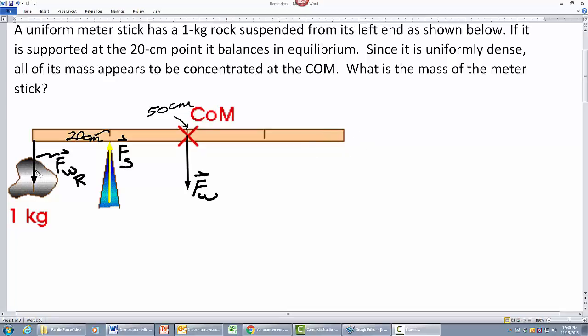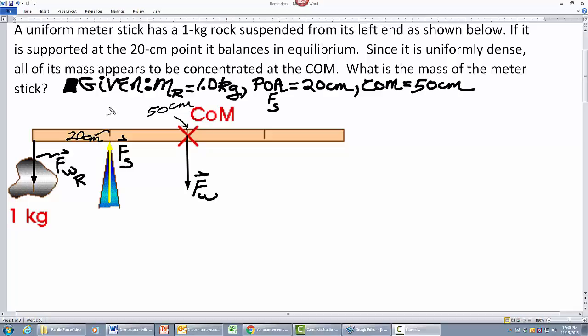The contact force of the rock, the weight of the rock, is transmitted via this rope that it is suspended from. The weight force is a field force, no contact, exerted from the center of the earth. It acts at the center of mass or center of gravity at the 50 centimeter mark. The support contact force acts upwards at the 20 centimeter mark.